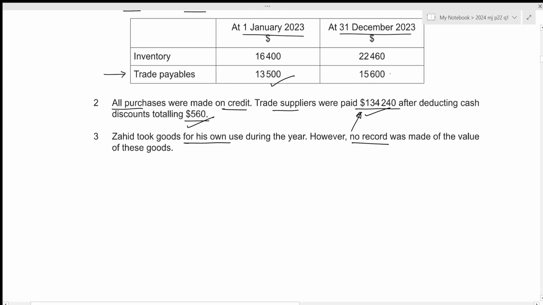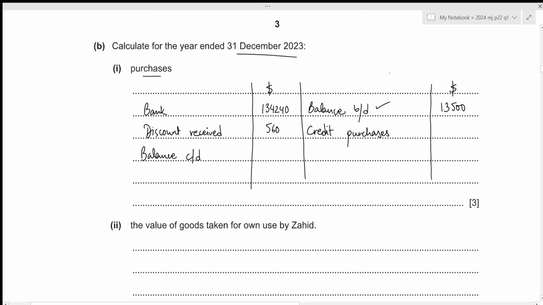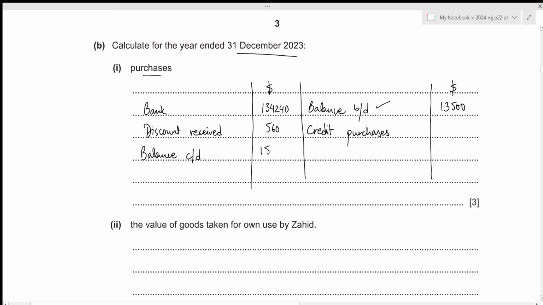And the value was 15,600. We will now calculate the total of our debit side, so that will be 134,240 plus 560 plus 15,600, which results in 150,400. That will be our total on the credit side as well.